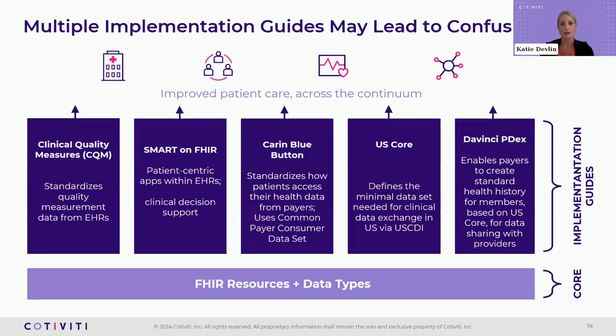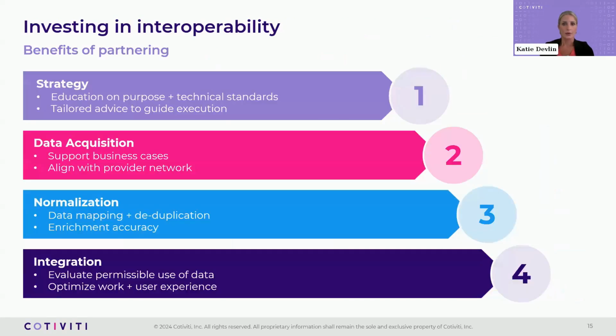And this is something that we are hyper focused on at Cotiviti, is making sure that we're not just pulling this data in from disparate sources, that we're mapping it correctly, and that we're using the right implementation guides when it's appropriate for specific use cases. So with that said, when you're thinking about your interoperability strategy, there are benefits to partnering with the right folks, right? So sort of in this first bucket here is just your overall strategy, providing feedback, education, right?